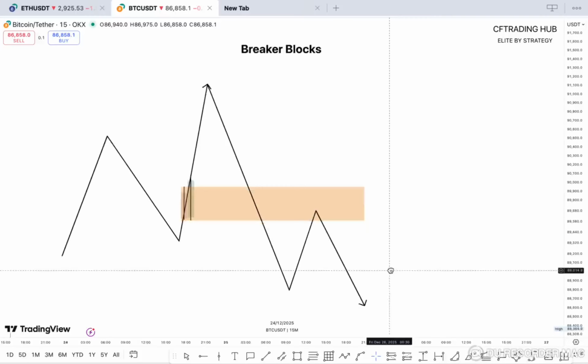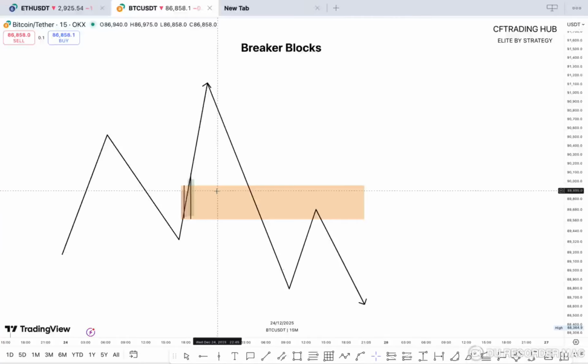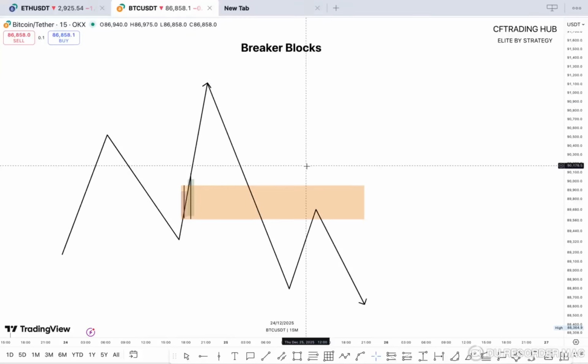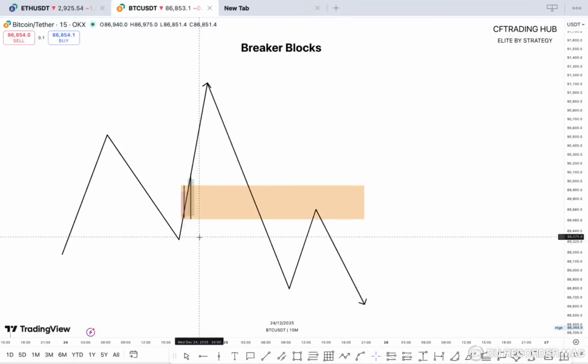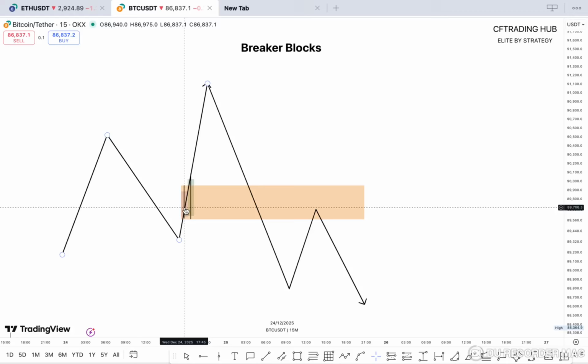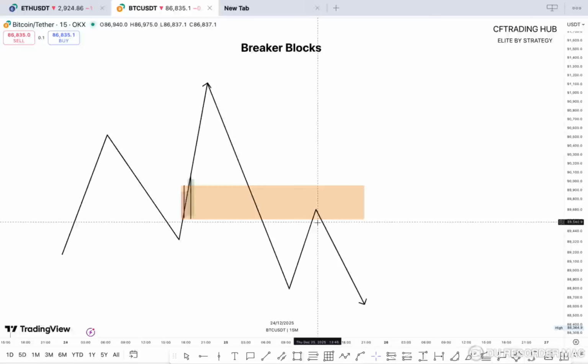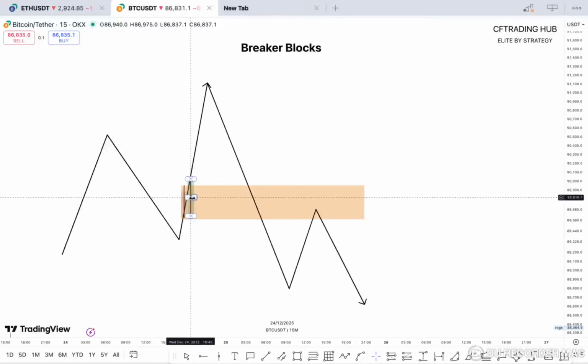So basically, whenever you want to see a breaker block, you want to see this. Now this is a bullish order block initially. Then there's a break of that particular bullish order block, and after the break, with displacement, that's the key. We want to see displacement before an order block turns into a valid breaker block.